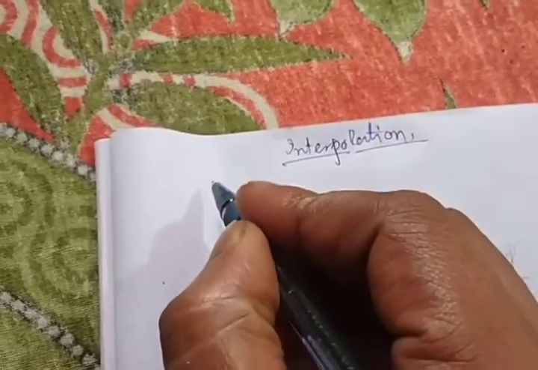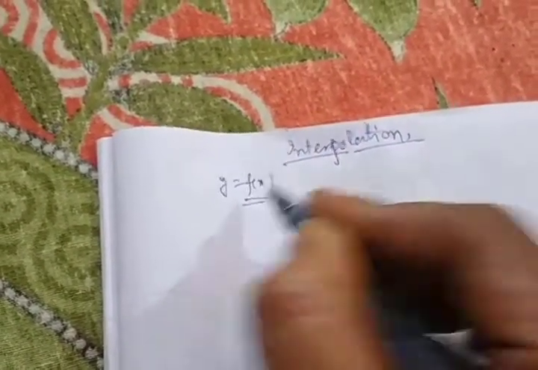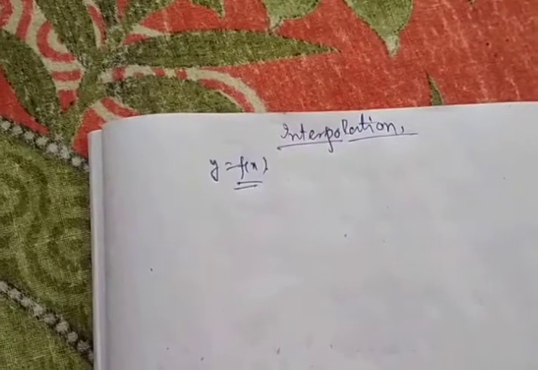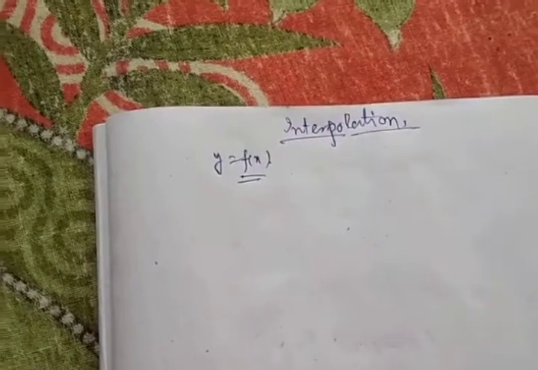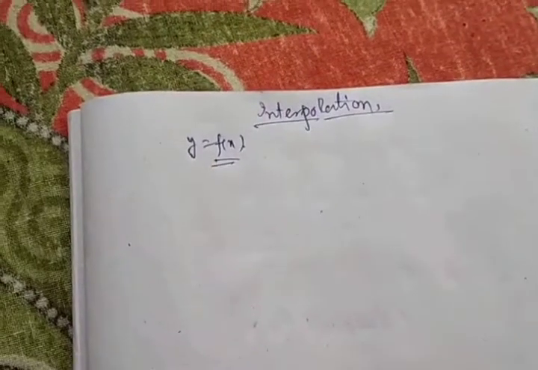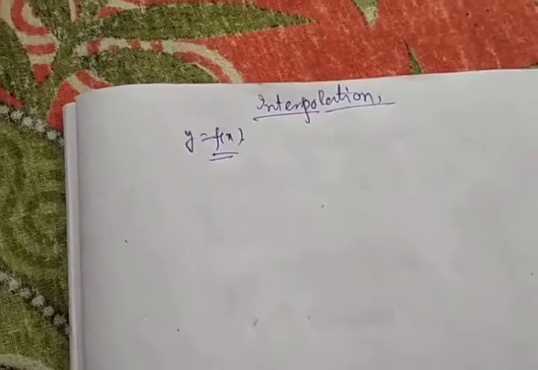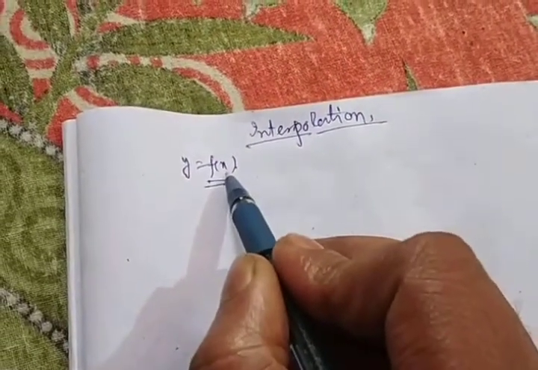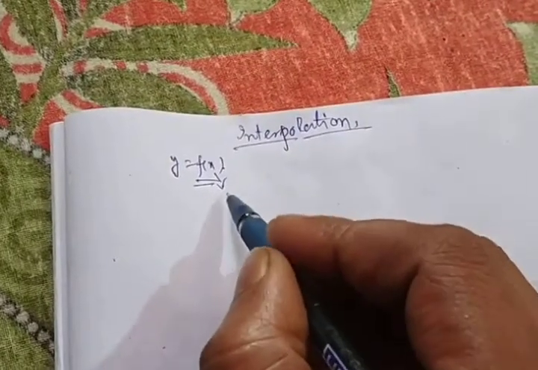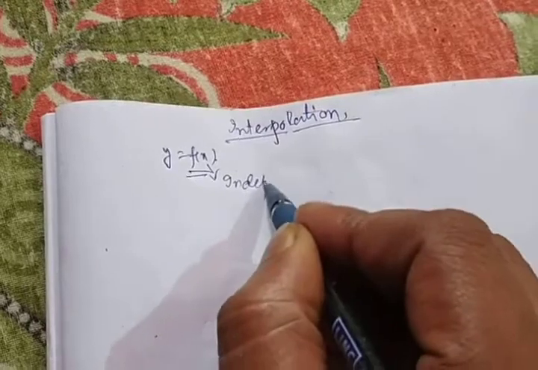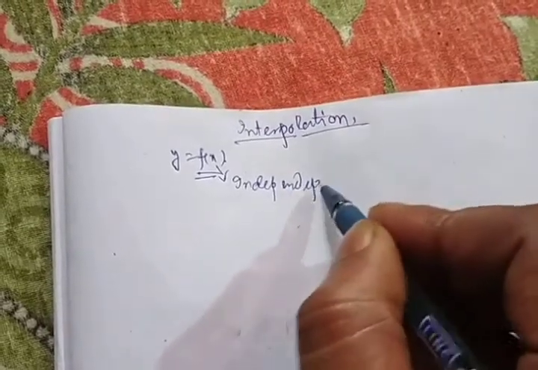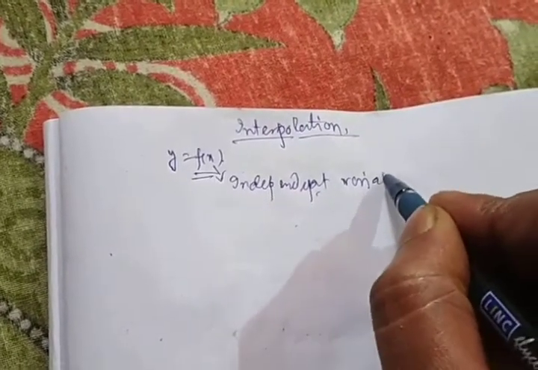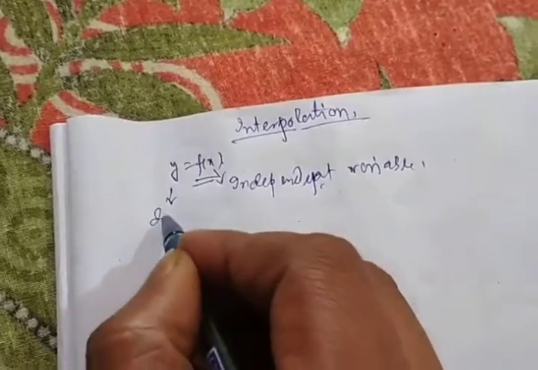Let's say y equals f(x). We have a function y equals f(x), but f(x) is unknown, the function is unknown, but we have some values of the function at some points. For a function y equals f(x), x is called the independent variable, and y is the dependent variable.